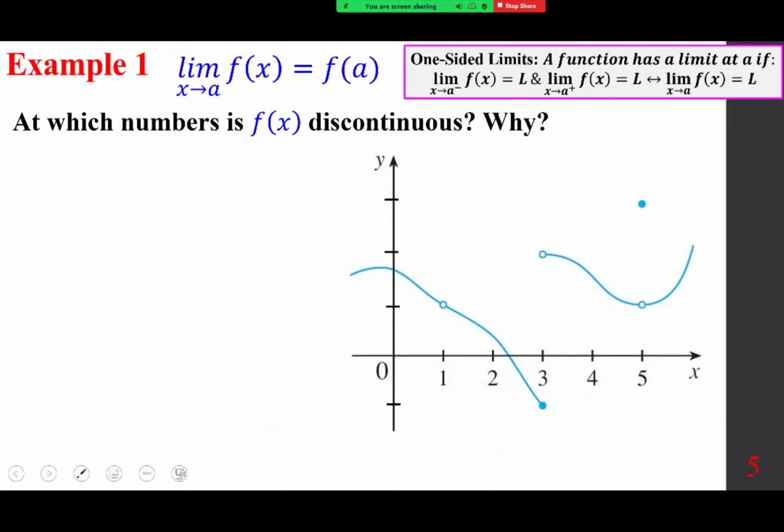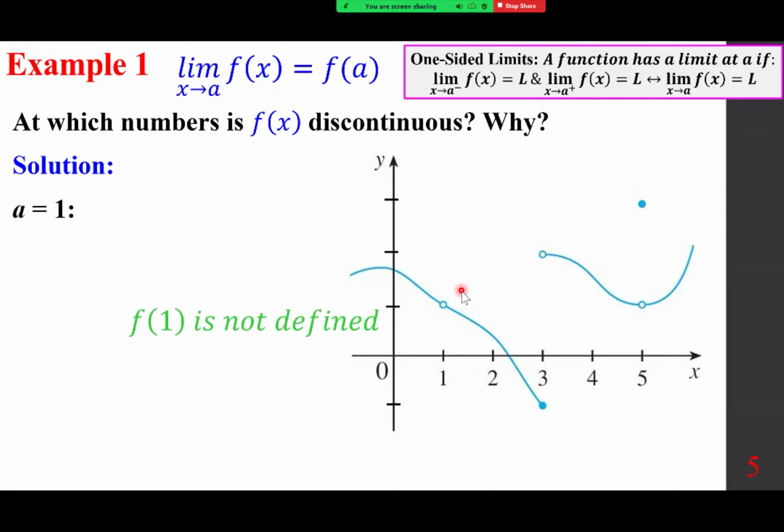Here's an example. At which numbers is f of x discontinuous and why? Just at a glance, at x equals 1, at x equals 3, at 5. So let's discuss each one. At a equals 1, I hope you recognize the limit exists. In fact, the limit is the y coordinate of this point, which is 1, but f of 1 is not defined.